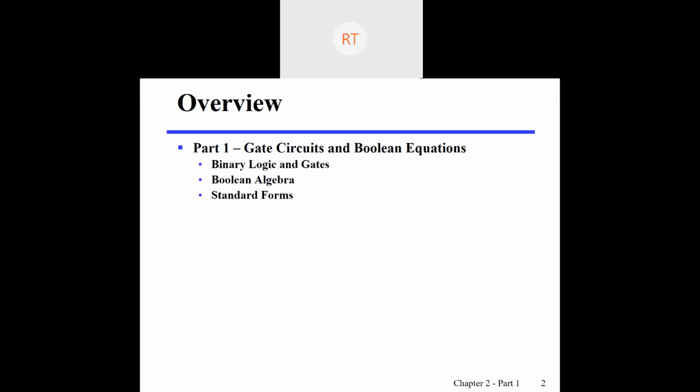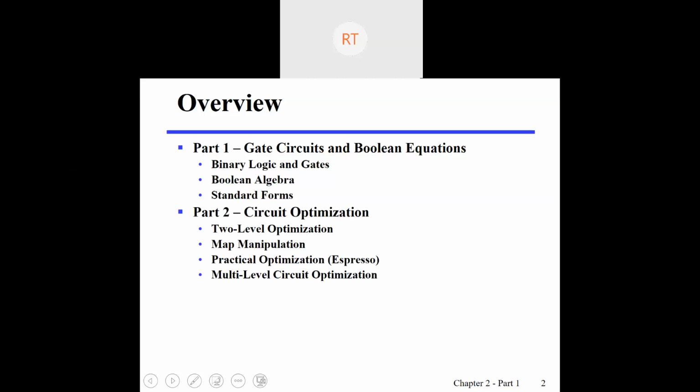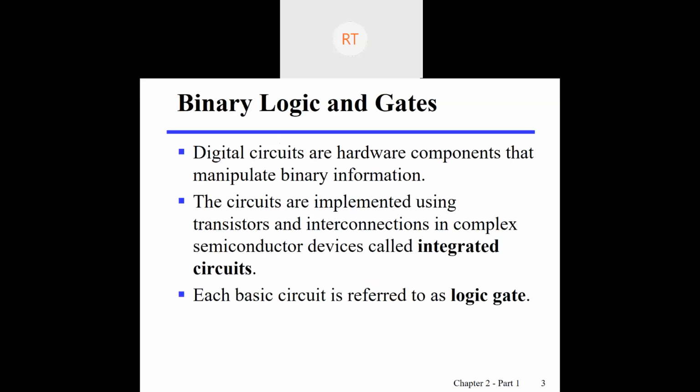We will also explain in part 2 how you optimize a circuit, and how you map manipulation from one circuit to another. You will learn how to do the mapping, and we will learn how to do practical optimization and then multi-level circuit optimization. Okay, so I will start with the first part, which is what is binary logic and what are the gates that we need to draw a circuit. We will learn, I repeat, in this chapter how to draw circuits.